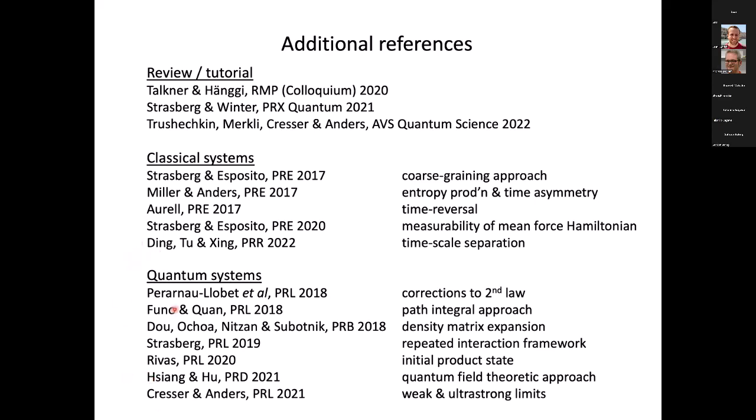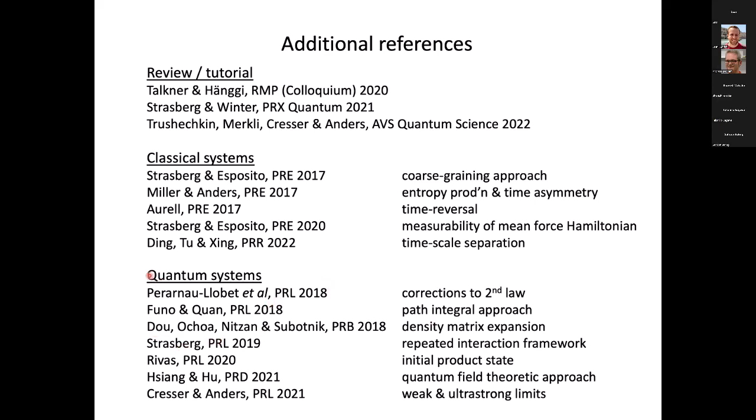On the quantum side, Perarnau-Llobet and colleagues have discussed what they feel should be corrections to the second law that arise from strong coupling. There's a very nice paper by Funo and Quan who approached this using a path integral formulation of quantum mechanics. Du and colleagues used a density matrix expansion where they basically took the density matrix and expanded it in powers of the driving, the rate at which the system is being driven.